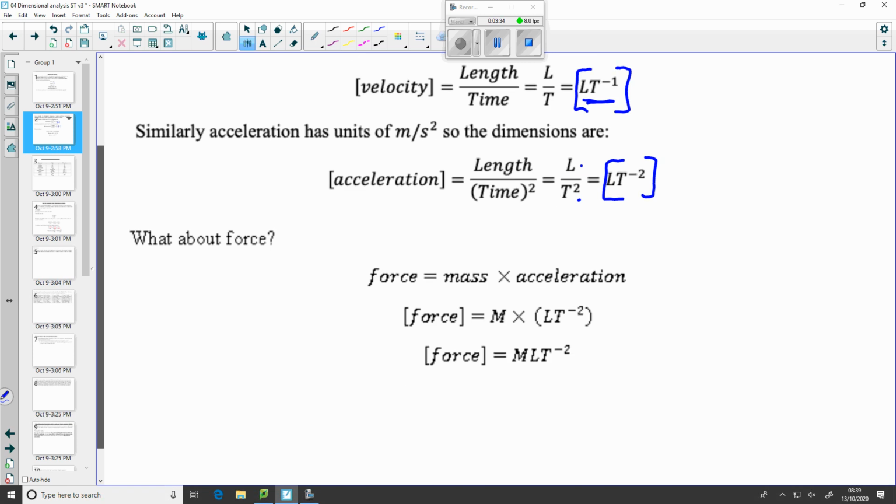Force is mass times acceleration. So the mass is dimension M. Acceleration from the previous example is LT to the minus 2. So the dimensions of force are MLT to the minus 2. So for all the other quantities we might want to calculate, the dimensions are made up from those five fundamental dimensions.